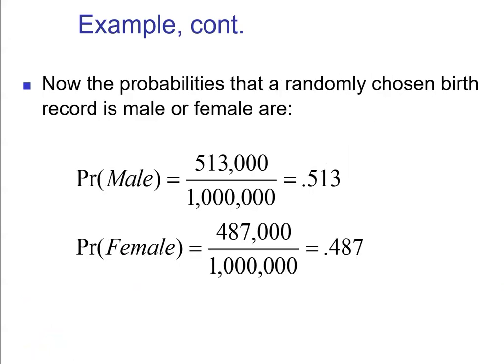Okay, so what is the probability that a randomly chosen birth record is male or female? The probability that it's male is 513,000 over 1 million, 0.513. Females, 0.487. That's going to be useful for us.